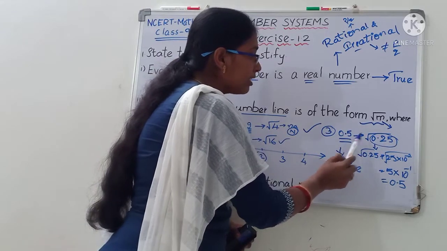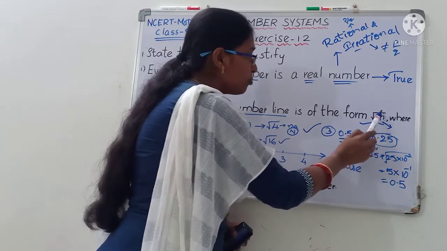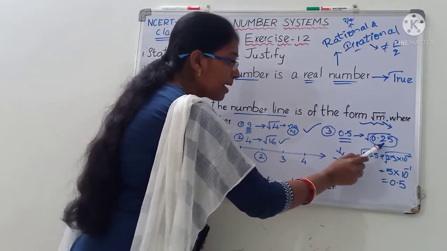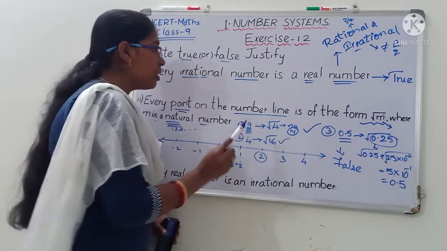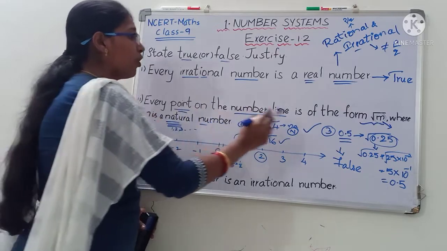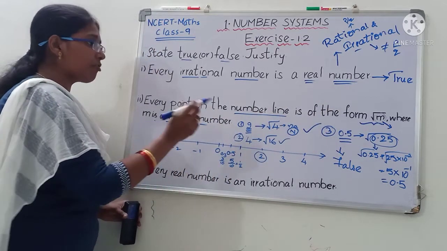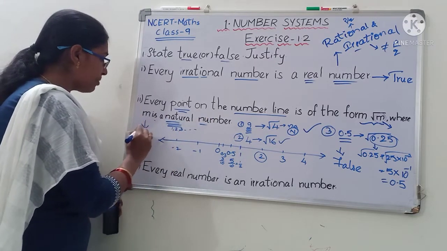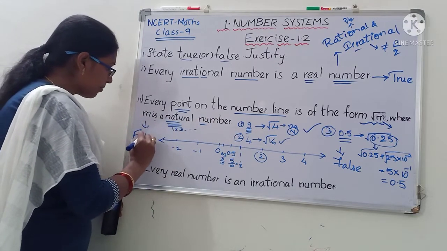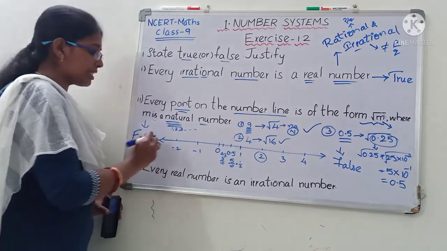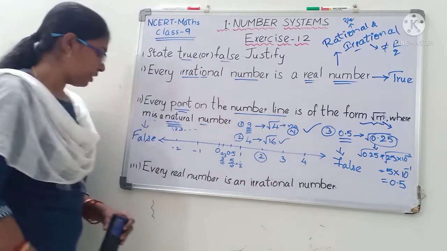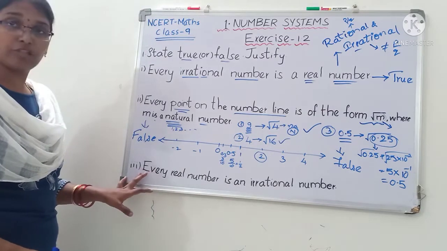So, the answer here, they are telling m should be of the form of a natural number. But here, m is not a natural number. So, the statement every point on the number line is of the form root m, where m is a natural number, becomes false, children. So, you can justify this statement by giving this example. Let's consider the next question.